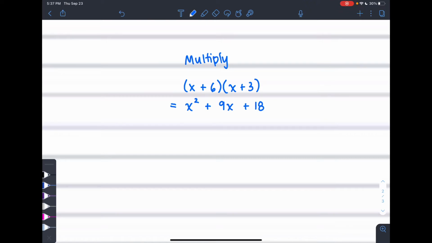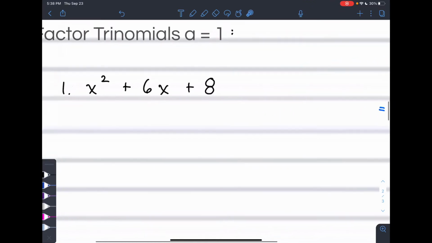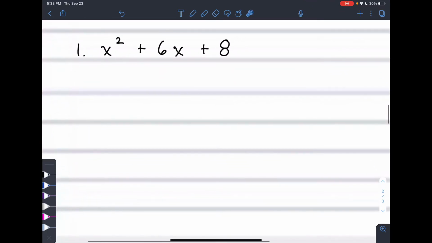Now, what we're doing with factoring, we're basically starting with this and going the other way. Now, how exactly are we going to do this? We're going to try using this method called the X method. All right. So, let's take a look at this one here. For number 1, we have x squared plus 6x plus 8.